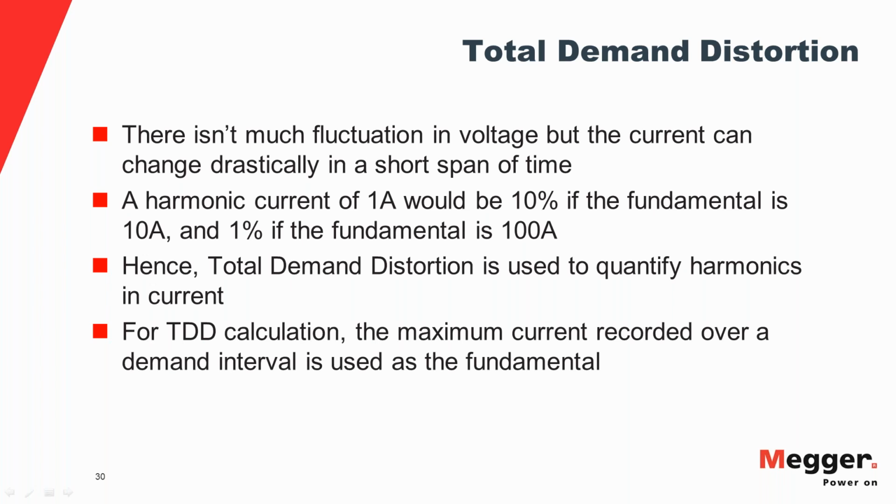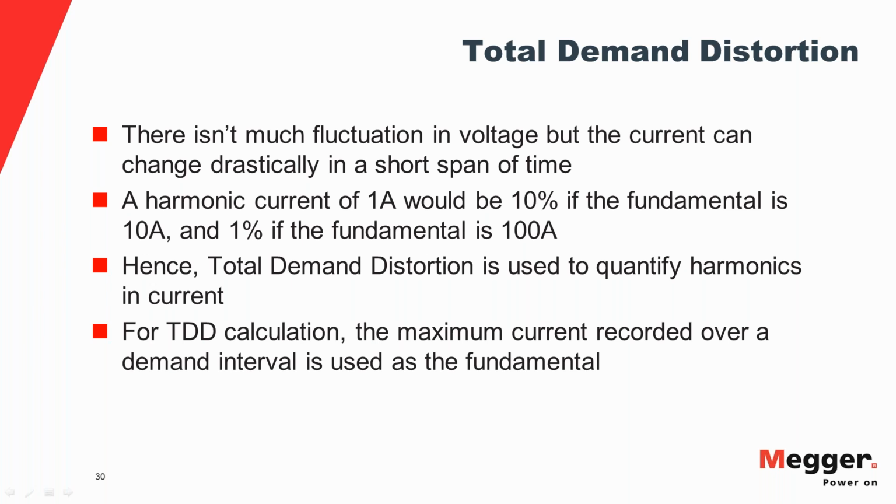So let's take a constant harmonic current of 1 amp in the system. If the fundamental is 10 amps, the harmonic percentage wise, that harmonic current is 1 divided by 10, 10%. If the fundamental goes up to 100 amps, the same harmonic current becomes 1%. Right? So if we use the same principle that we use for voltage and calculate the THD, taking the fundamental into consideration, we could get the wrong picture. So THD is not the ideal term to use for current harmonics analysis.